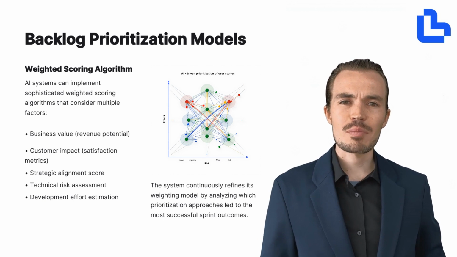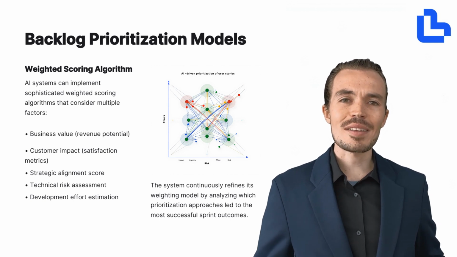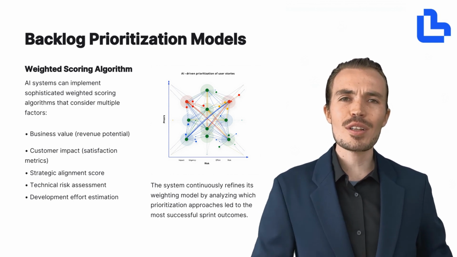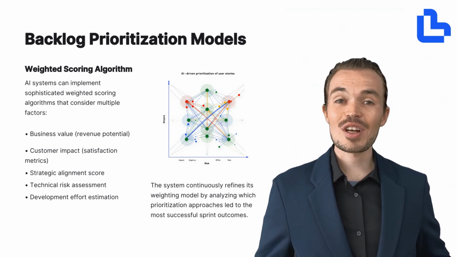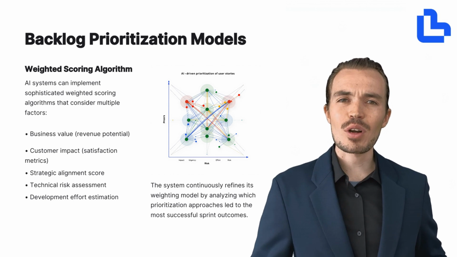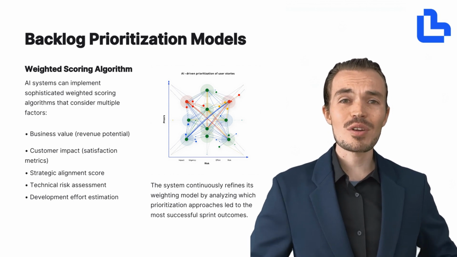What makes this approach powerful is that it's not static. The AI continuously refines its weighting model by learning from past sprints. It analyzes which prioritization strategies led to successful outcomes, like on-time delivery, high customer satisfaction, or reduced rework, and adjusts accordingly. This means your prioritization process gets smarter over time.